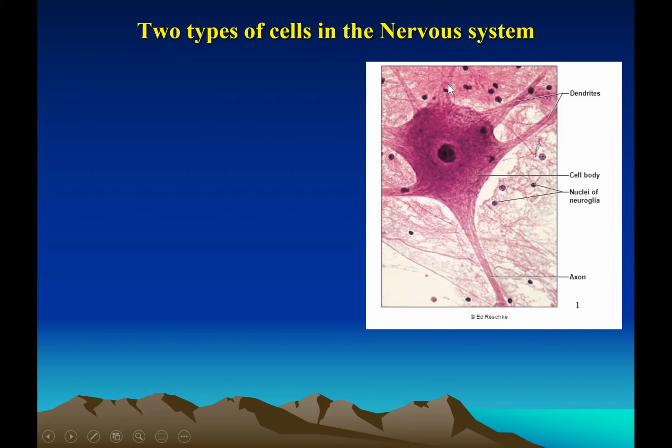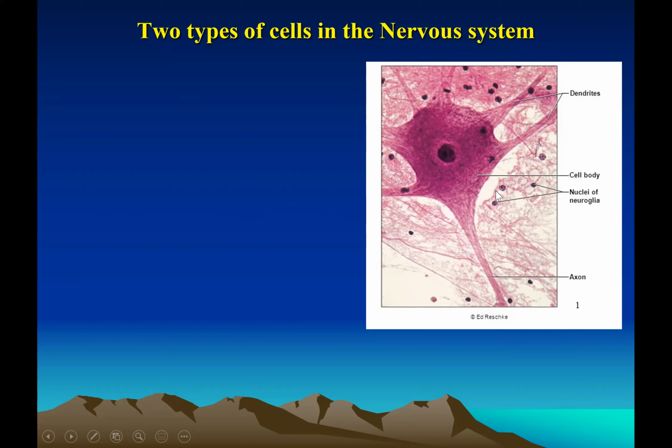It has a swollen part called the cell body, and then a long tail-like part called the axon. But you can see surrounding it are helper cells. See the nuclei, they are called neuroglia or glial cells.